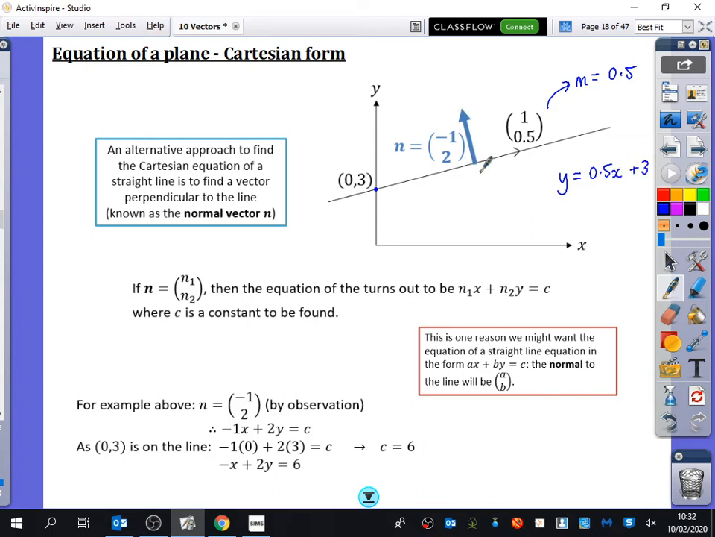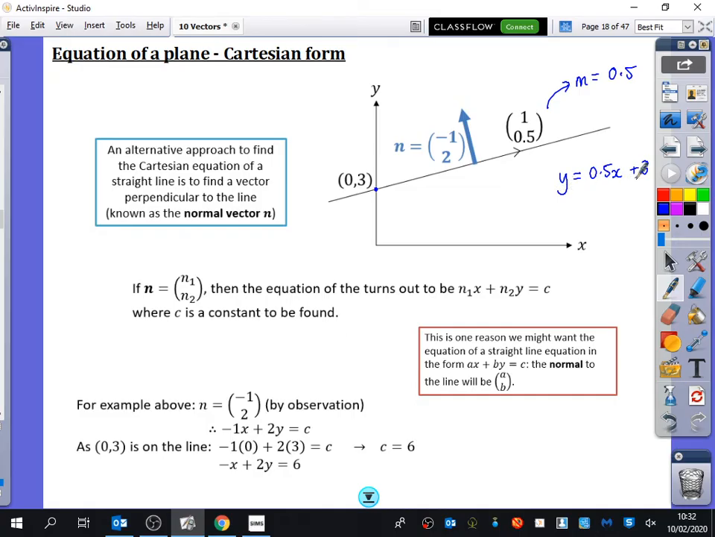But you can find the normal to the line as well, and this is just another way we could have done this. The normal vector is (-1, 2), and you can sort of think carefully about why that works. If it's 1 across and 0.5 up, it would be 1 left and 2 up for them to be normal to each other, negative reciprocals and all of that coming together. So if this is the normal vector, then the equation actually turns out to be n1x + n2y = c, where c is a constant to be found.